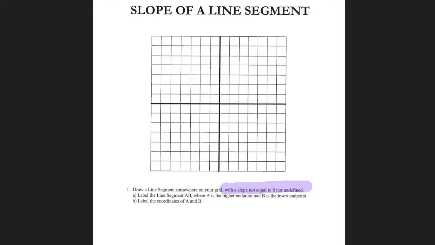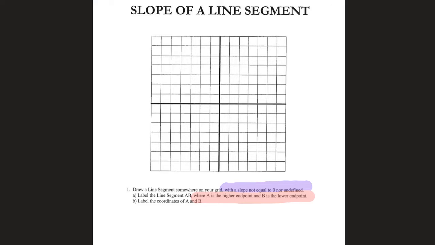Okay, we're back. Now what I'd like you to do is to examine the second instruction. That second instruction says to label the line segment AB. But before we just put on our labels of A and B, there are some specific instructions about how to do that. A is going to be the higher end point and B the lower end point. Since we have drawn a line segment that is not horizontal, one of those endpoints should be higher than the other one. Label the higher one A, the lower one B.